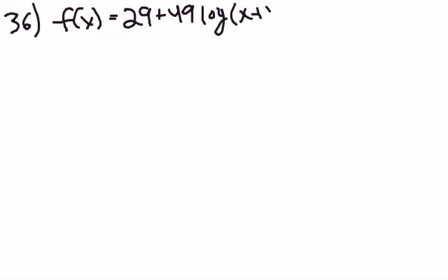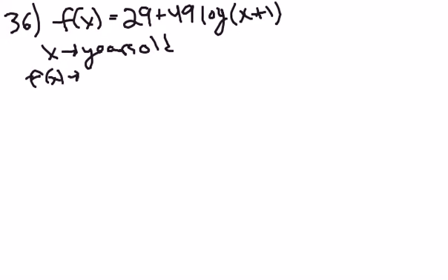So this says, the percentage of an adult height obtained by a boy x years old is modeled by the function f of x equals 29 plus 49 log base 10 of x plus 1. So x is the years old, and f of x is the percentage.